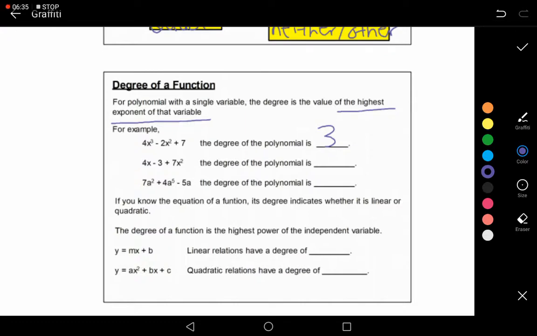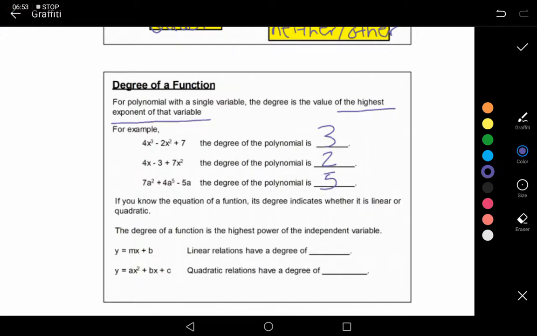In this next example, we have x and x squared. Well, x squared is higher than x to the power of 1, so the degree is 2. Here we have a squared, a to the power of 5, and a to the power of 1. Obviously, the highest one there is simply 5.